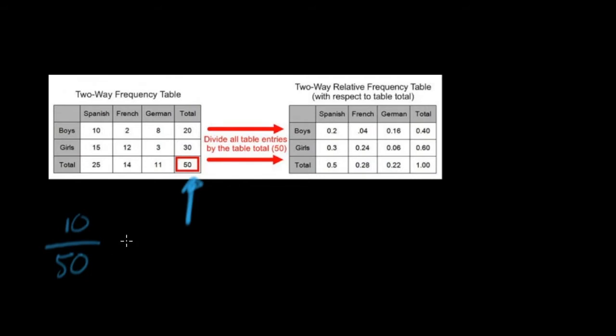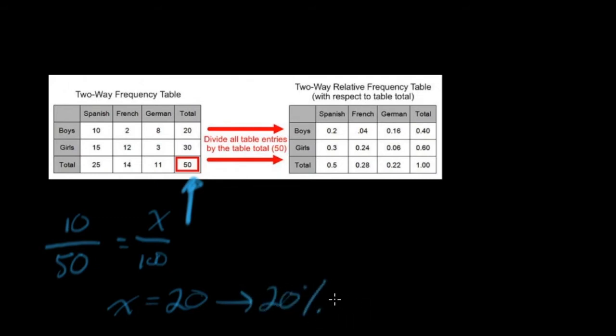And if I want to make this a percentage, and percent is always out of what? It's always out of 100. We know that this number here, x, would end up being 20. So, which is 20%, which as a decimal, which is what you're seeing over here, is 0.2.